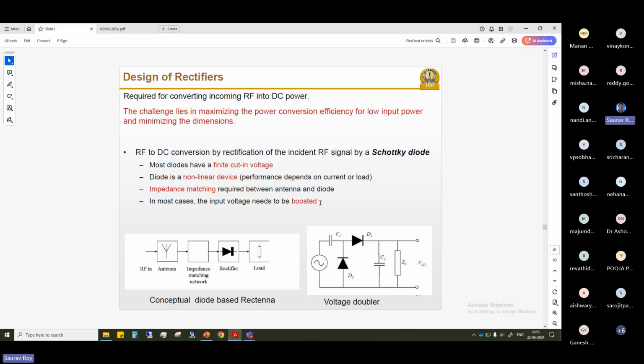Yeah, take a guess. We generally use a Schottky diode. What is the advantage of that Schottky diode? Why is it useful here?